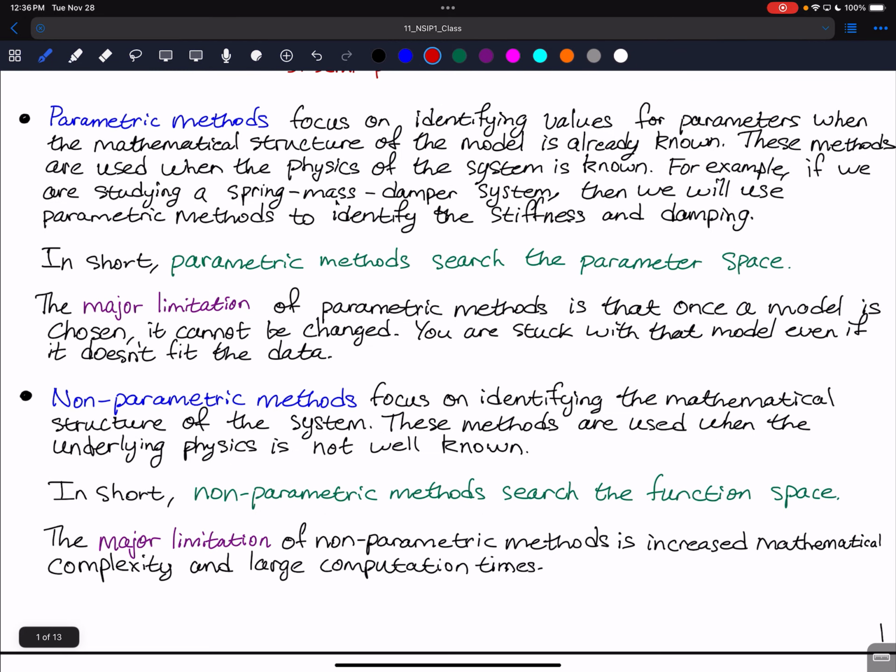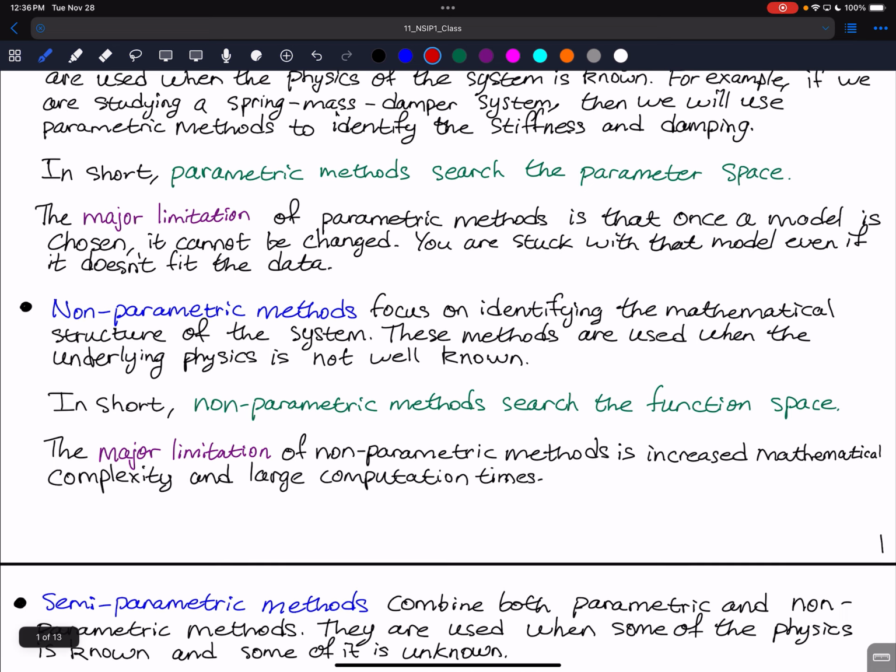So the non-parametric methods focus on identifying some mathematical structure of a system. And so these are used when you don't know the underlying physics very well. And in short, they're going to search the function space. Their goal is to try and produce a set of functions that models that system, which may include parameters as well. And so the major limitation that comes with non-parametric methods is often they have an increased mathematical complexity, and they can have, at times, some large computation times in terms of identifying a model.